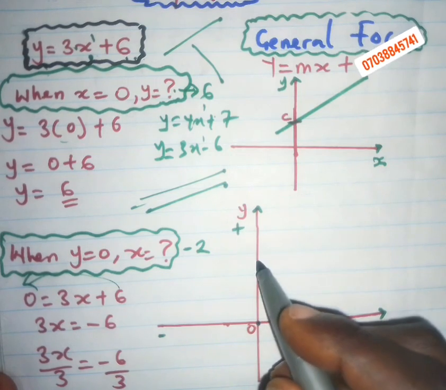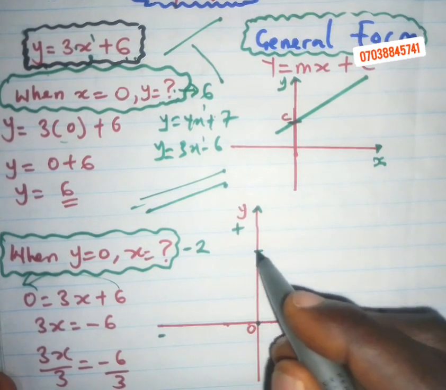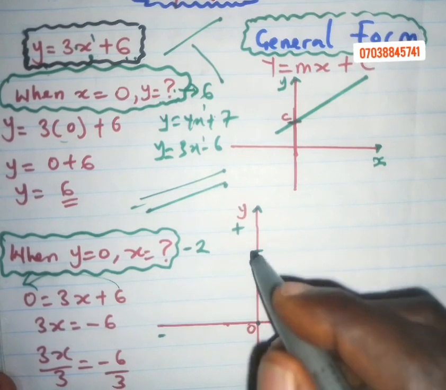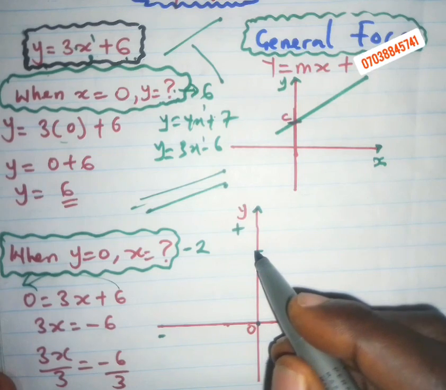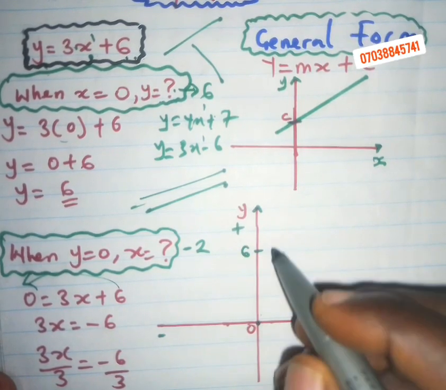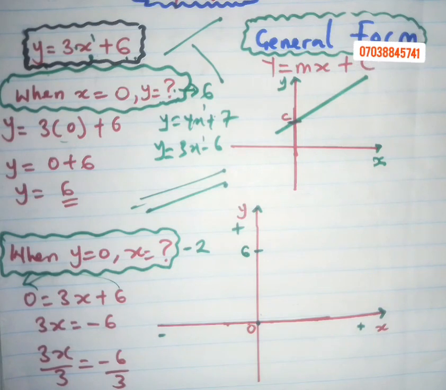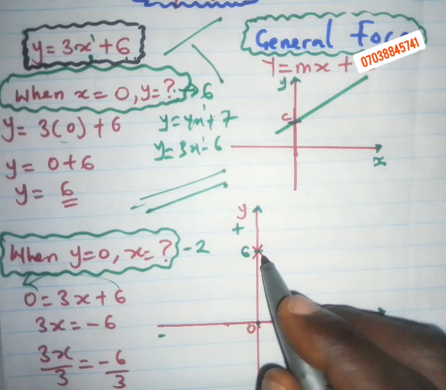So you just come up here and pick a point there as 6. It's not compulsory for you to start writing 1, 2, 3, 4, 5, 6. This is a sketch, so you just draw and mark 6 here. That's a 6, so there will be a star at this point. So you just put in a star here. So when x is 0, y is 6.